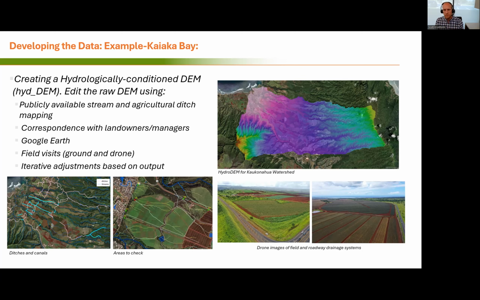or not even surface water, like agricultural ditches. And so that's also available through the Hawaii State GIS portal. You can download a layer of agricultural ditches. And so that's a good way to start of seeing how water is flowing through the watershed.